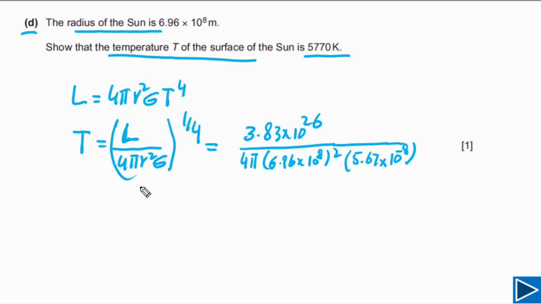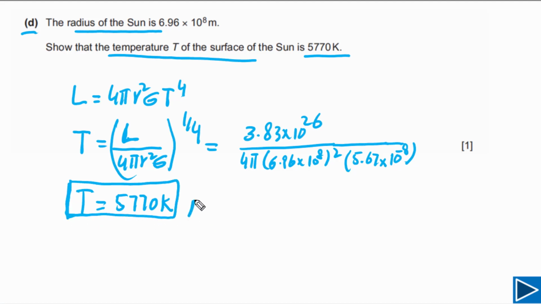Now if we solve this, our final answer for T will be 5770 Kelvin. So the temperature is equal to 5770 Kelvin. This is what we needed to show. And this question has only 1 mark. If we got the right answer, we will get 1 mark. So this is our answer mark.